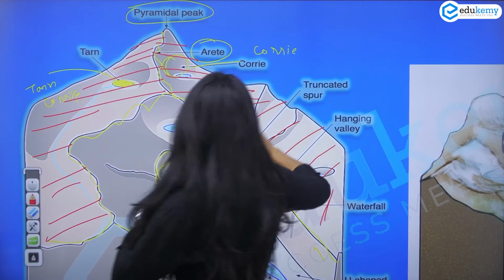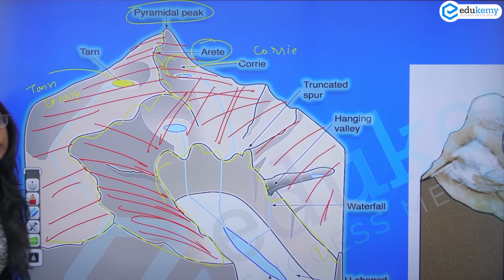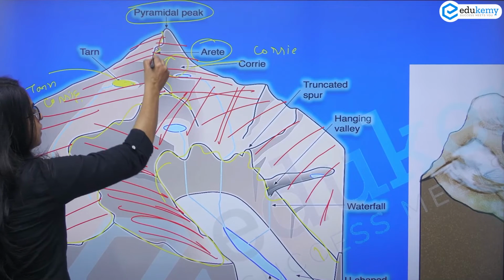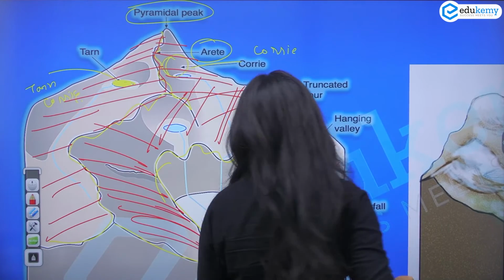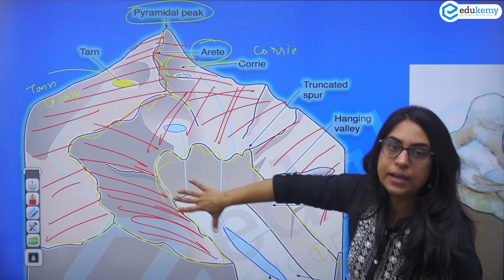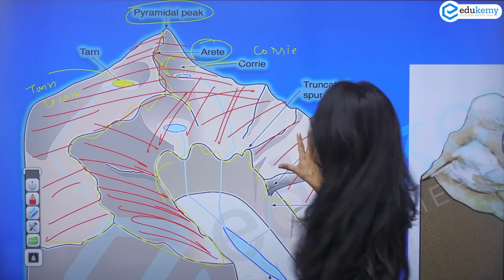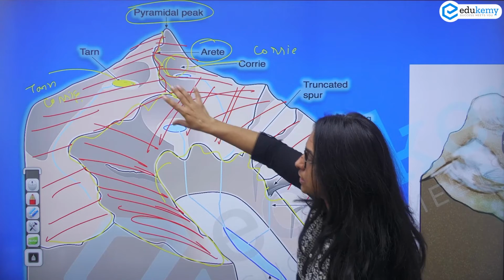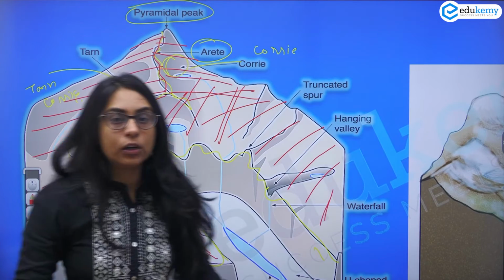Okay, this is the mountainous landscape. You can see the arete here and the other features. Now imagine this mountainous landscape, the entire mountainous landscape, full of ice. Here it is ice, everywhere it is ice. Now how will that look like?